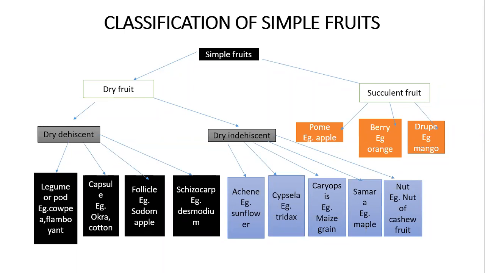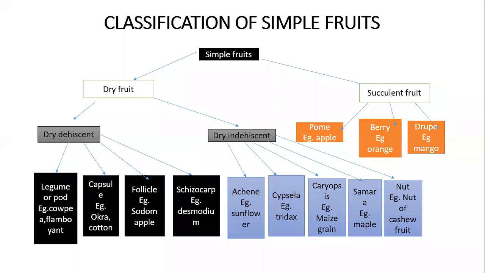But with the dry indehiscent, the pericarp does not split open when the fruit dries up or is ripened. So the difference between dry dehiscent and dry indehiscent is that the dry dehiscent splits open when the fruit is ripe or it dries up. But with the dry indehiscent, the fruit does not split open, or the pericarp does not split open to release seeds when it's ripened.